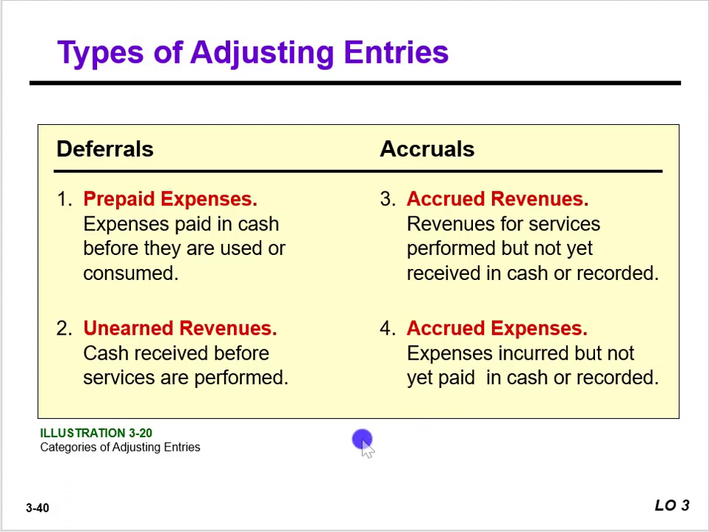And so these are types of adjusting entries. You have prepaid expenses, unearned revenues, accrued revenues, and accrued expenses. So prepaid expenses are expenses paid in cash before they are used or consumed. Unearned revenues is cash received before services are performed. Accrued revenues are for services performed but not yet received in cash or recorded. And accrued expenses are incurred but not yet paid in cash or recorded.